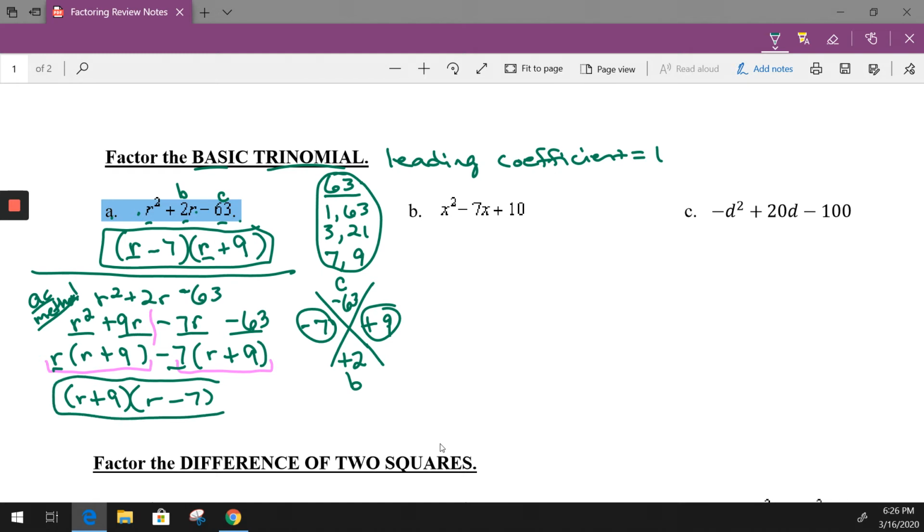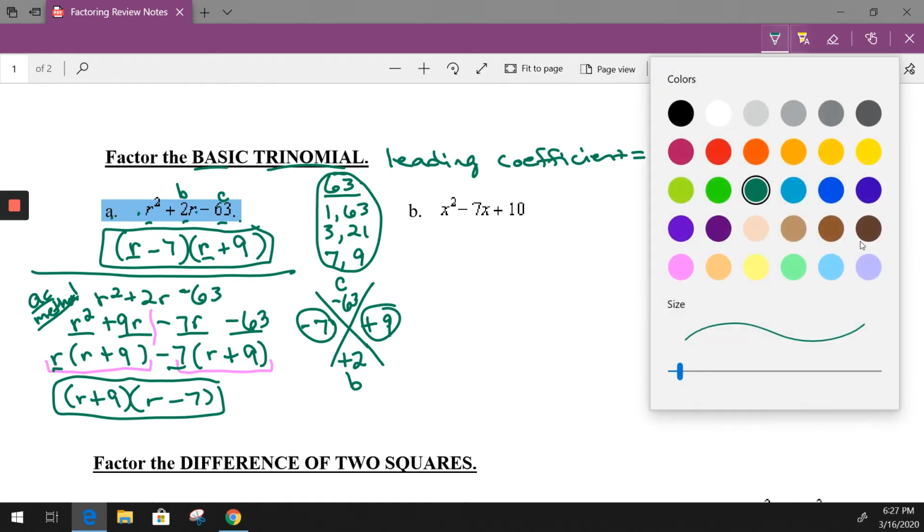So with basic trinomials, you really want to be able to go from one step to another. So anyway, that's how I'm going to do the rest of these. Let's speed this up a little bit.